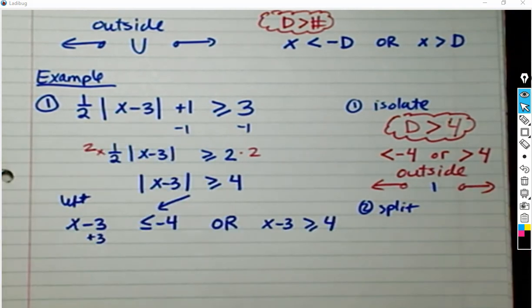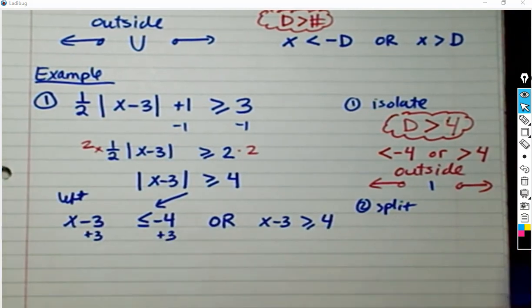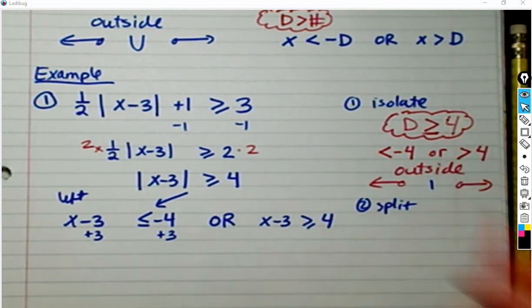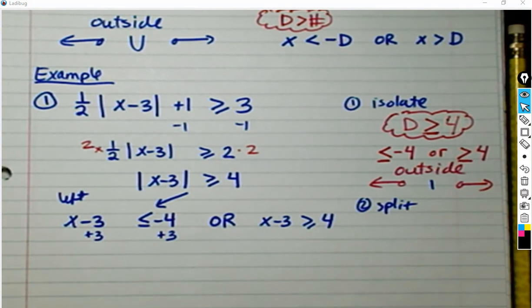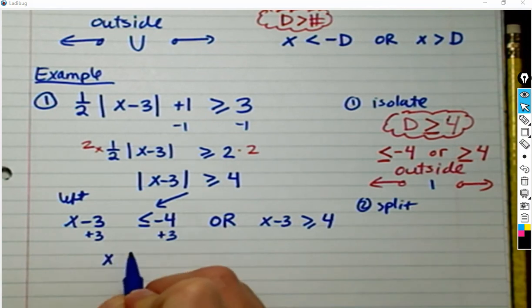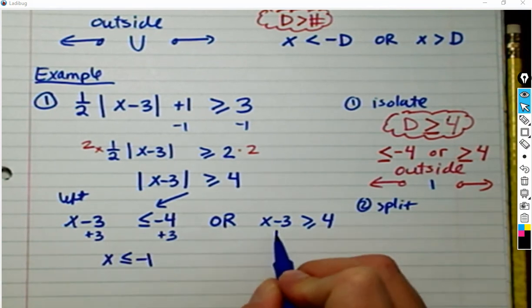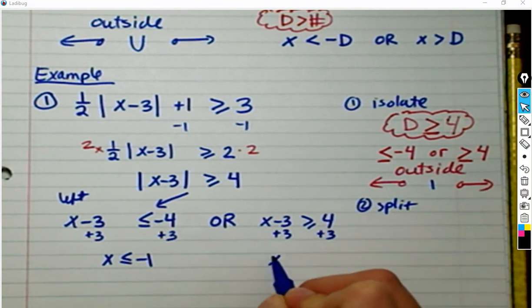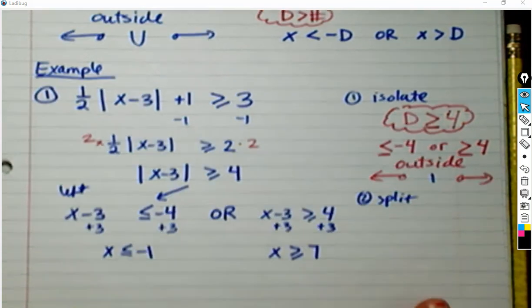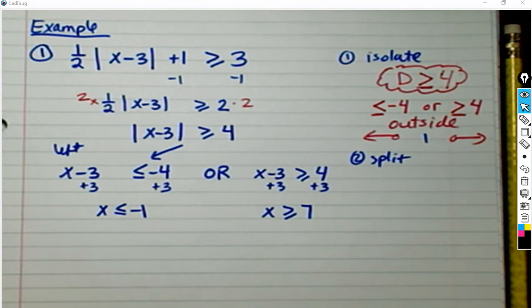Yes? When you said distance has to be greater than 4, why does it keep greater than or equal to? Oh, because the equal to doesn't affect the setup, it affects the endpoints. I was focusing more on the direction of the arrows instead of the endpoint. But yeah, you're right. It should have an equals because this is equal to. Don't try to combine your work, guys. If it's supposed to be 2 separate inequalities, make them separate. Okay?